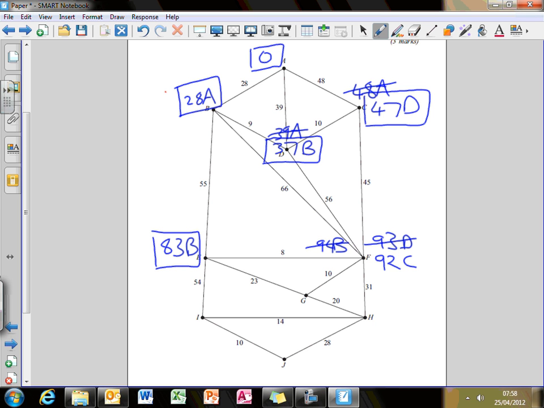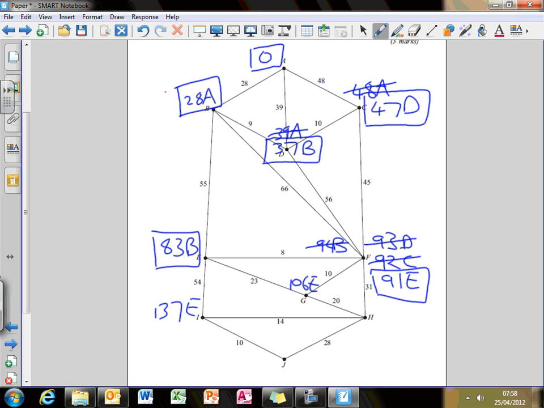Now 83 plus 54, let's get this right, is going to be 137. Just double check that. Yes, 137. So 137, and I've travelled from E. 83 plus 8 is 91. So I cross that out and put 91, and I've travelled from E. 83 plus 23 is 106, so I put 106 here, and I've travelled from E. Anything else happening from vertex E? No, that's it. Okay, so now I box the smallest number that hasn't been boxed so far, which is the 91. So I box that, 91.